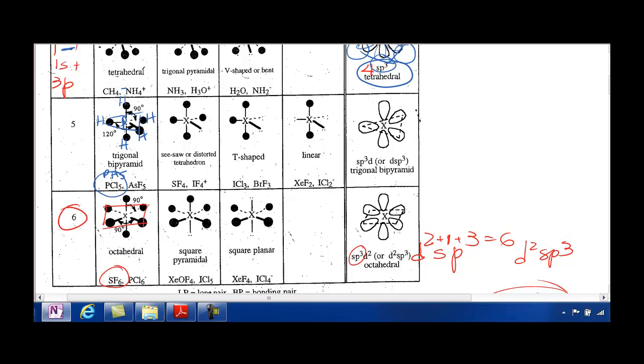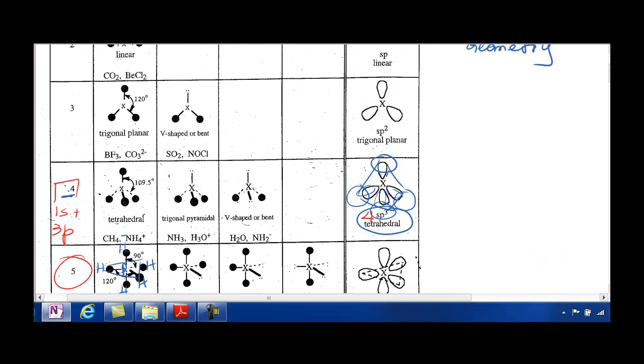Okay, so bottom line, for a count of 6, what's the valence bond orbital? sp3d2. For a count of 5, what's the valence bond orbital? sp3d. For a count of 4, what's sp3? So it's 1s and 3 p's. 1 plus 3 gives me 4 sp3s, count of 4. What about a count of 3? What would that be?